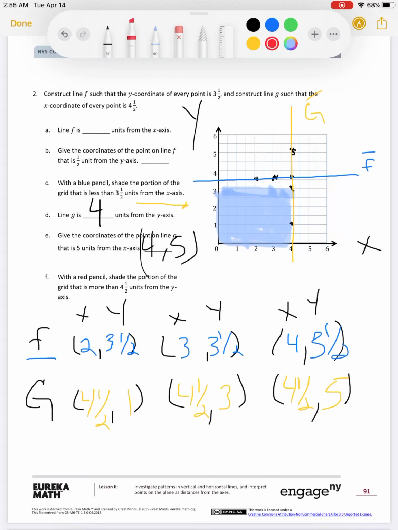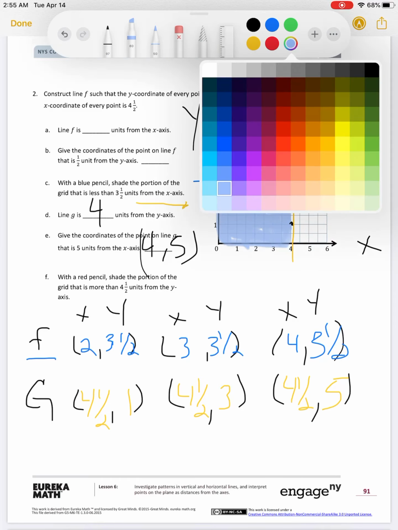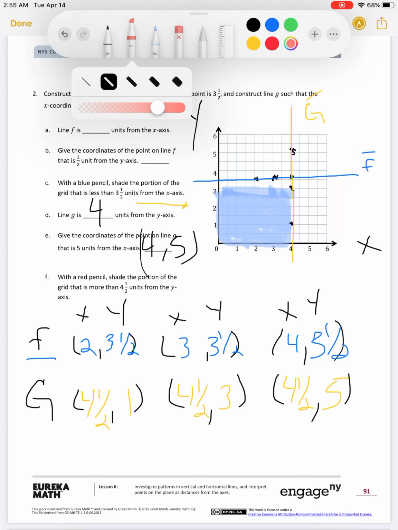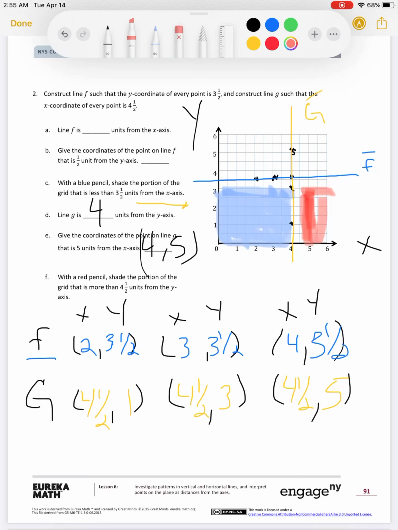So let me grab a red. And then I want to do a lighter, here we go. A lighter red so that we can still see after we shade in. So hopefully that works. So I'm going to go to 4.5. Okay, here we go. And shade everything after that.